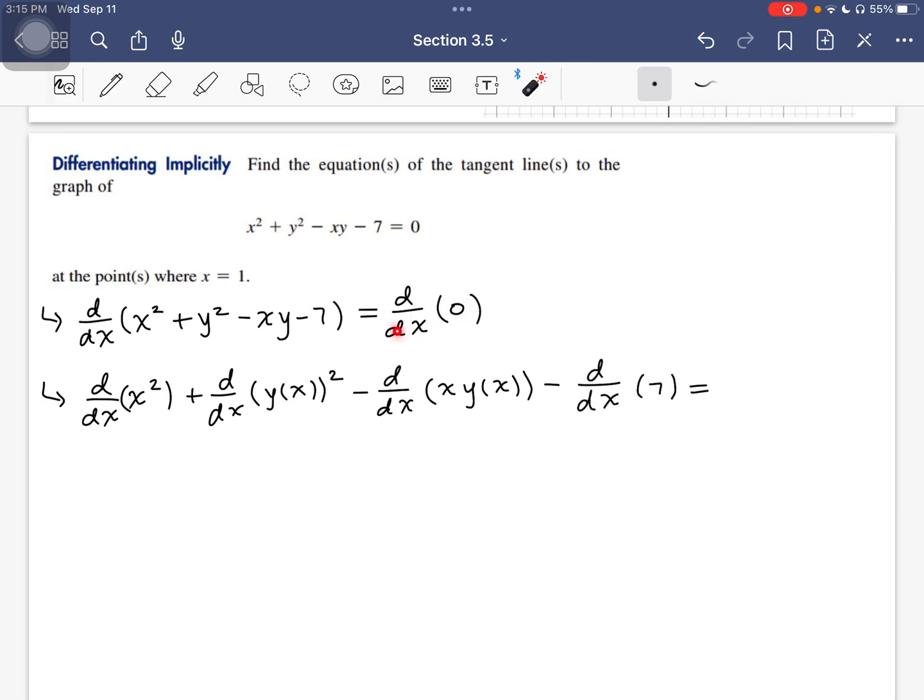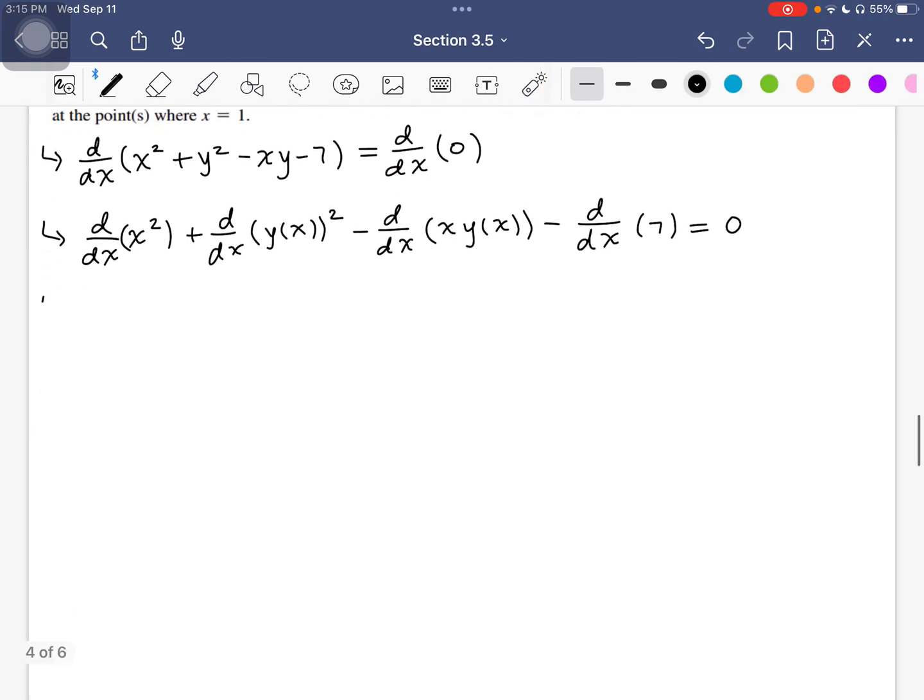And we know that the derivative of 0 is just going to be 0. All right, so the derivative of x squared with respect to x is just 2x. The derivative of this guy here with respect to x, we saw in the last example, using the chain rule, we get 2 times y of x times the derivative of y with respect to x. And then we want to find the derivative of this guy here.